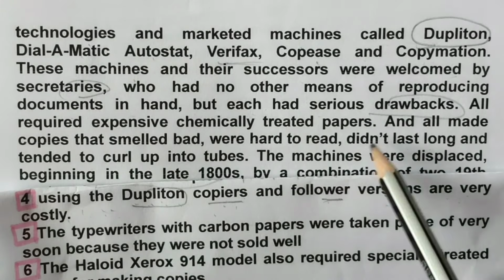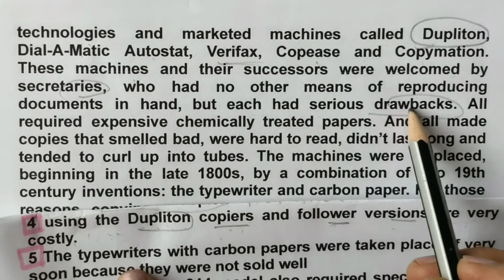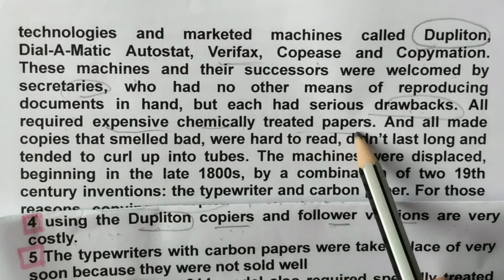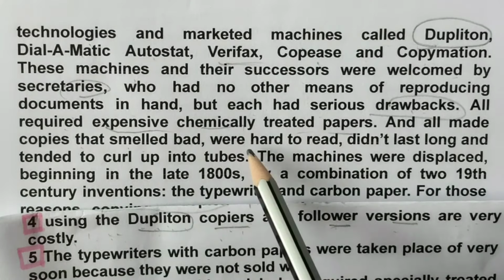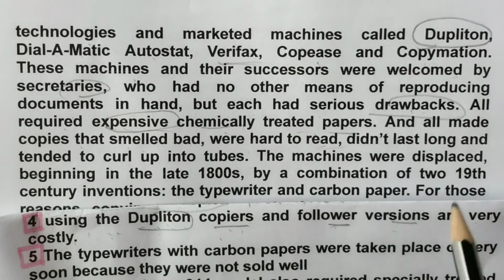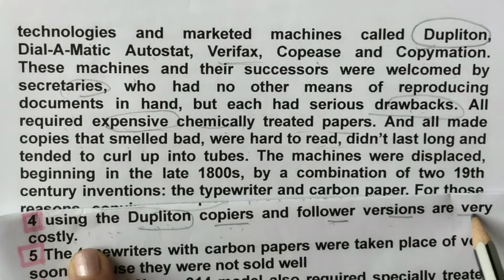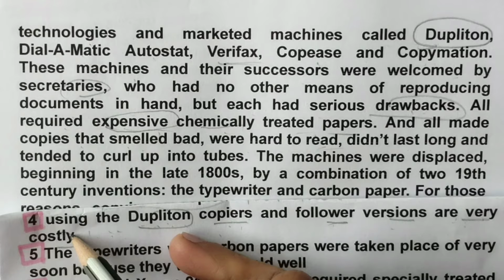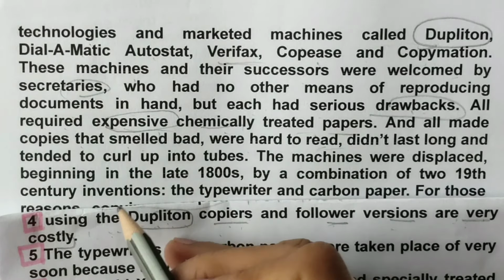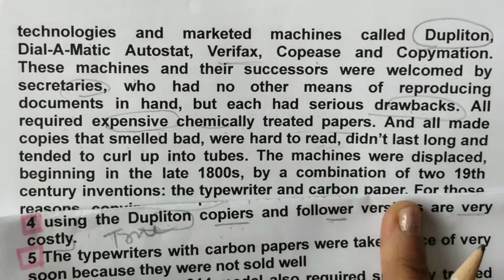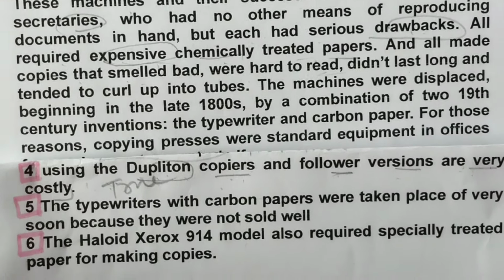Means some drawbacks or disadvantages. All required expensive chemically treated papers and all made copies that smelled bad, were hard to read. So expensive chemically treated paper, it means it was very costly. Same word is given, so they have paraphrased, they have used a synonym, so it is true. Okay, now coming to the next question, fifth number.